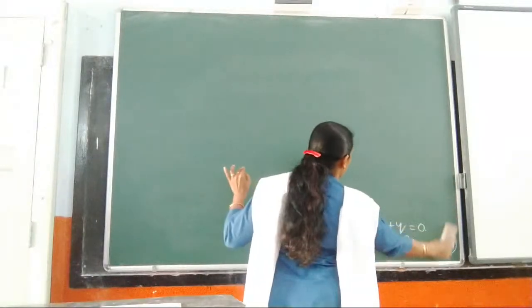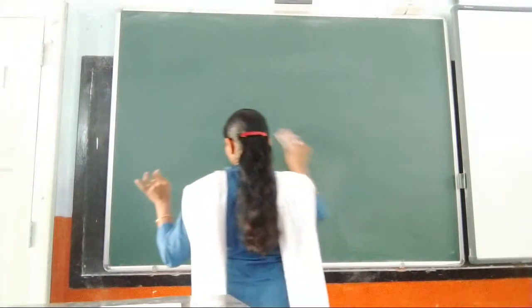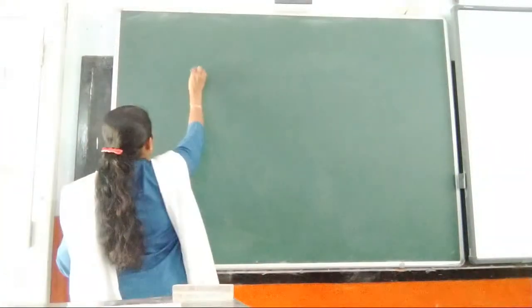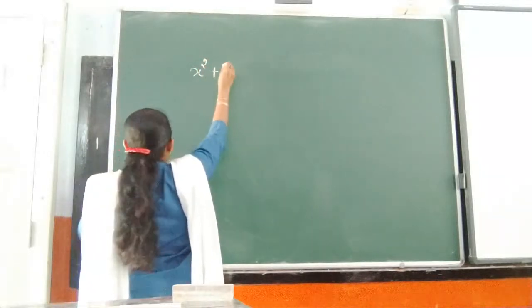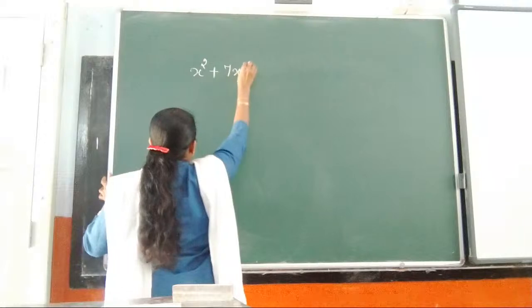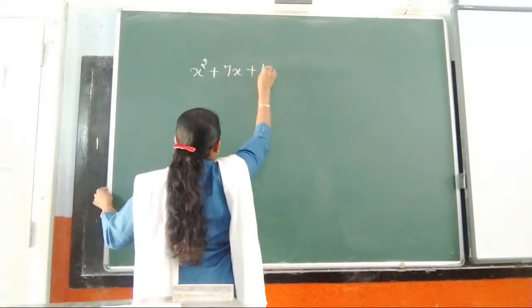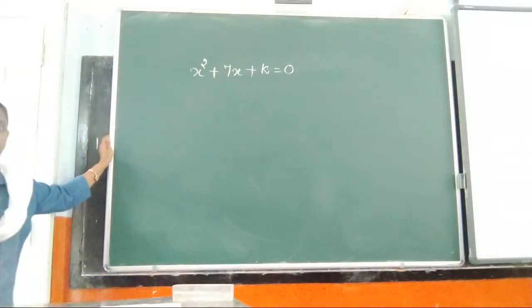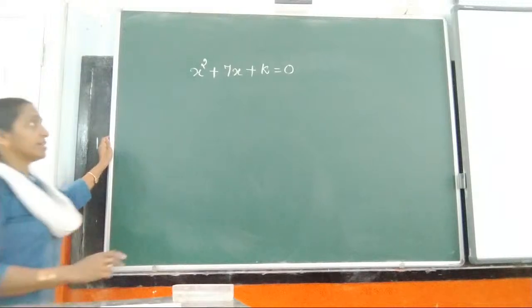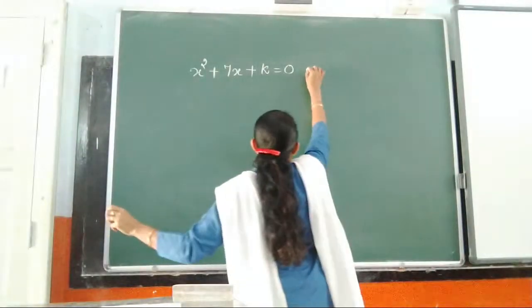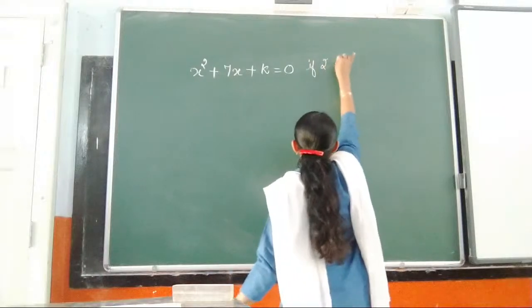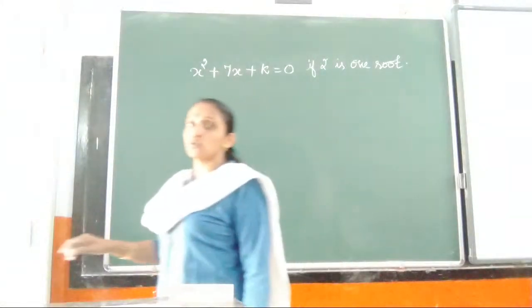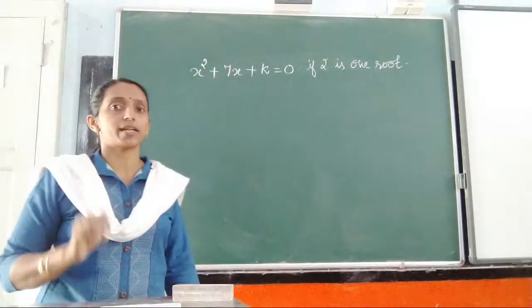any other question, that means x square plus 7x plus k equal to 0. Find the value of k if 2 is one root of the quadratic equation.